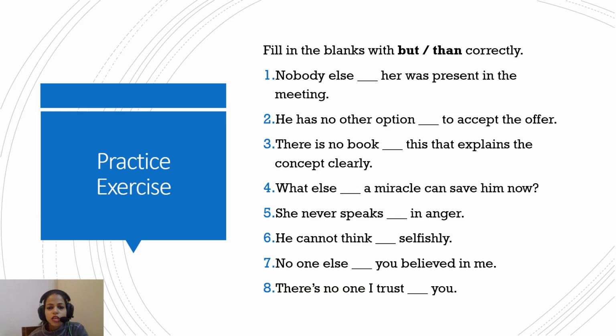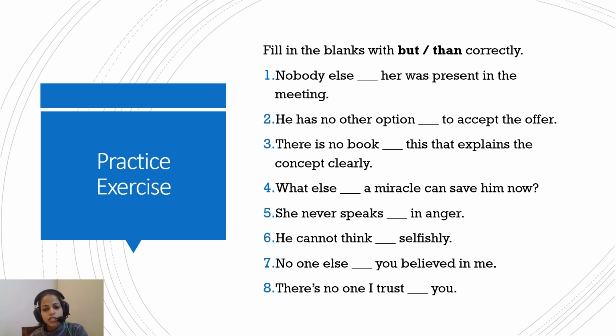Okay, so let's try to solve this question together now. Nobody else dash her was present in the meeting. Now we know else is always followed by than, right? No, of course not. Else is followed by but. Nobody else but her was present in the meeting. That she was the only one present. No one else came. He has no other option dash to accept the offer. So other is followed by than. He has no other option than to accept the offer.